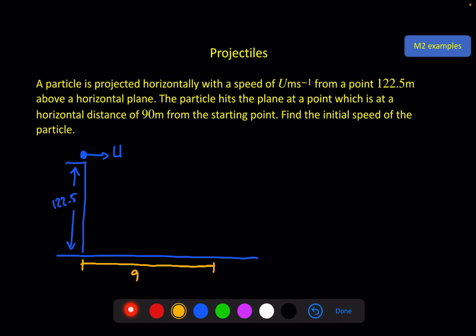Oh, again, my diagram's not very good. That 90 looks like it's bigger than 122.5. I should say not to scale on this, shouldn't I? So this comes down parabolic. That's not very parabolic either. Oh dear. Forgive my drawing. And it hits here. The question then is find the initial speed of the particle.